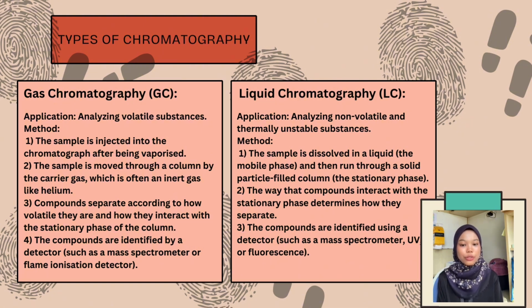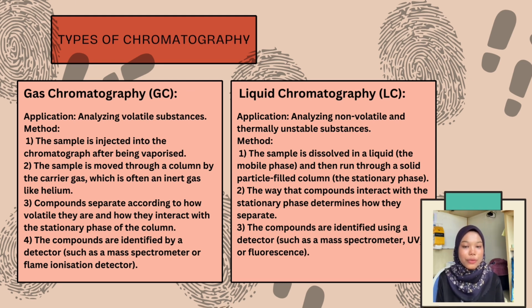First, we have gas chromatography or GC. This applies for analyzing volatile substances, and the method is that the sample is injected into the chromatograph after being vaporized. Then the sample is moved through a column by the carrier gas, which is often an inert gas like helium. After that, compounds separate according to how volatile they are and how they interact with the stationary phase of the column. Lastly, the compounds are identified by a detector such as a mass spectrometer or flame ionization detector.